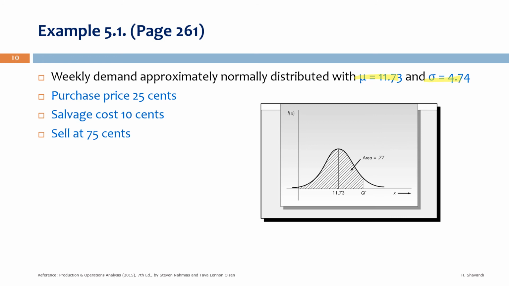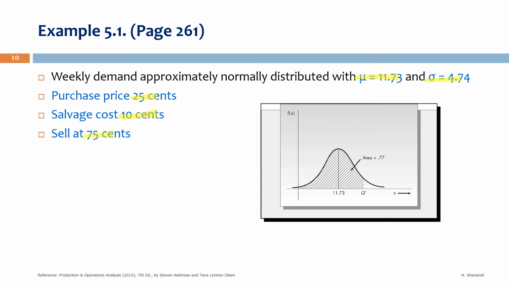The purchase price is 25 cents. The salvage value: if we have excess inventory at the end of the period, we need to sell it as scrap for the salvage value of 10 cents, and the sale price here is 75 cents.